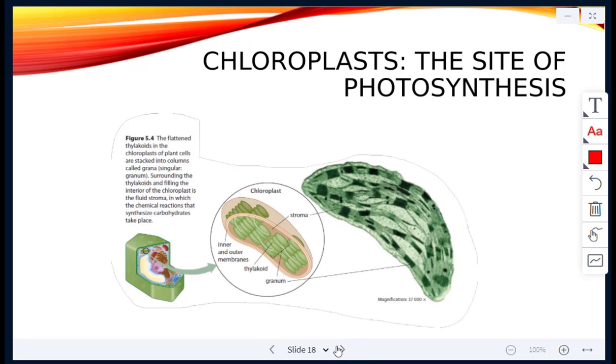All right, so that's the structure of chloroplast. This is the site of photosynthesis. So you do need to know the structure here. The inner and outer membranes, the thylakoids, which are stacked to form grana, and then the stroma, which is the fluid portion. And the fluid portion, that's where the chemical reactions take place that synthesize carbohydrates.